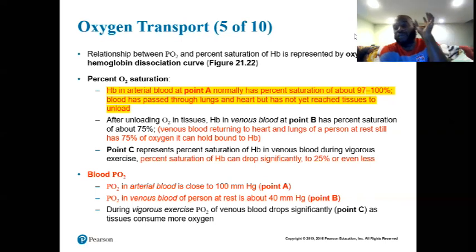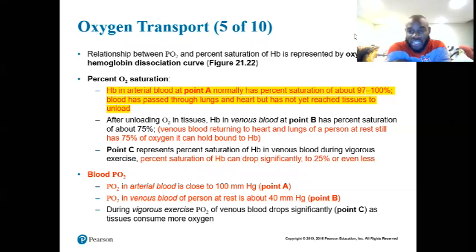So most of the hemoglobins have 4 oxygens connected to them. After unloading oxygen in the tissues, your hemoglobin in the venous blood at point B has a percent saturation of about 75%. So you've unloaded about 25% of your oxygen. And then that point C, which we talked about, represents when during vigorous exercise, it can drop to as low as 25%.